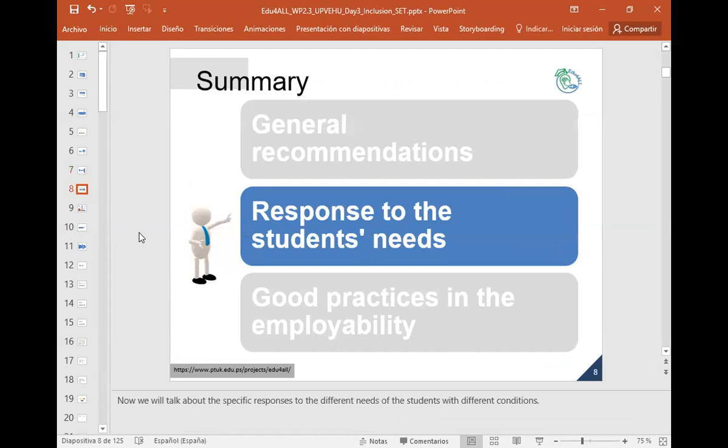Now we will talk about the specific responses to the different needs of different students with different conditions.